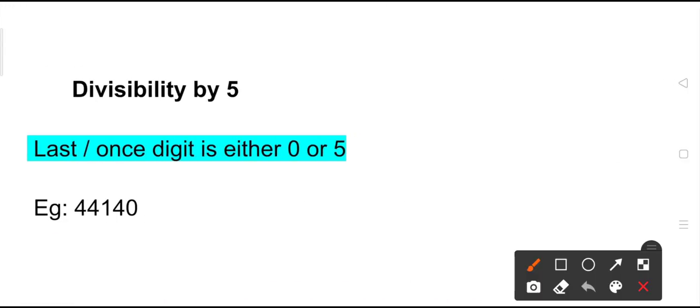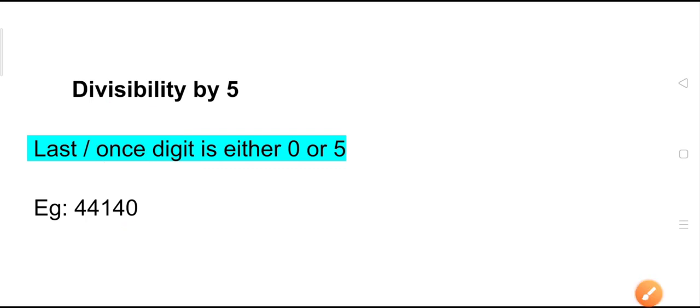Our next divisibility rule is by 5. It says if the last or ones digit is either 0 or 5, then the number is divisible by 5. So in this example, our last digit is 0. It means this number is divisible by 5.